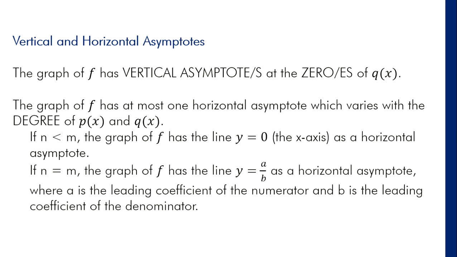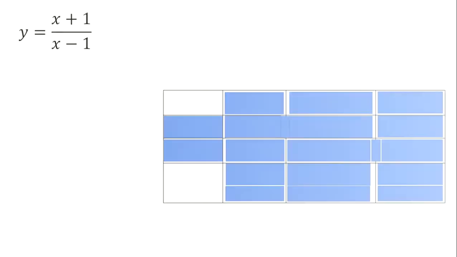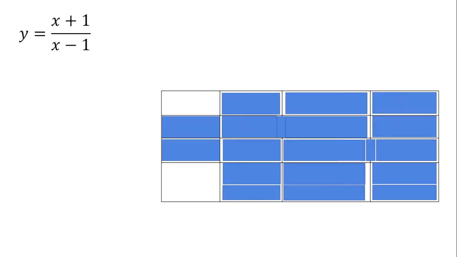If the degree of the numerator and the denominator is equal, then the graph of f has the line y is equal to a over b as the horizontal asymptote, where a is the leading coefficient of the numerator and b is the leading coefficient of the denominator. Then lastly, if n is greater than m, the graph of the function has no horizontal asymptote. So if the degree of the numerator is higher than the degree of the denominator, then there is no horizontal asymptote. Now let's try. We have here a function y is equal to x plus 1 over x minus 1.